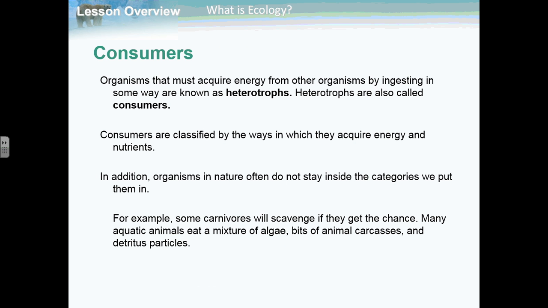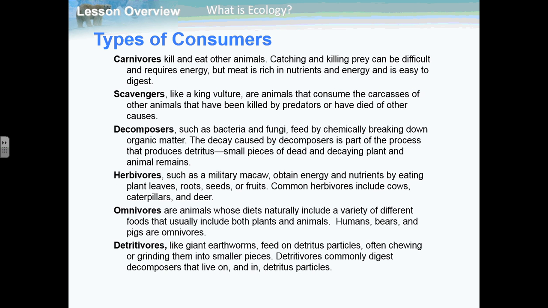The rest of the food chain is made up of consumers. These are things that can't produce their own food. Instead, they look to other organisms as a food source. And so different consumers are classified based on where they get their food. And so some examples would be carnivores or scavengers, decomposers, herbivores, omnivores, detritivores, for example. So whether animals are eating other animals, whether they're eating plants, whether they're scavenging for things that are already dead, or whether we're talking about bacteria or fungus that decompose dead organisms, all of these are types of consumers, which we call heterotrophs.